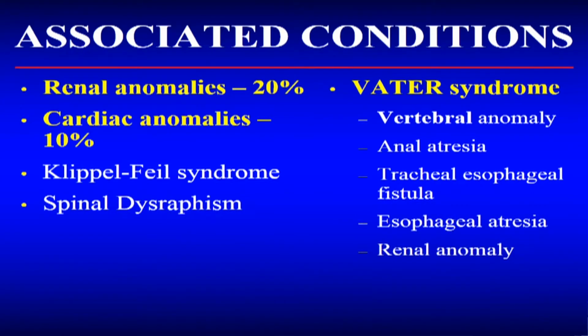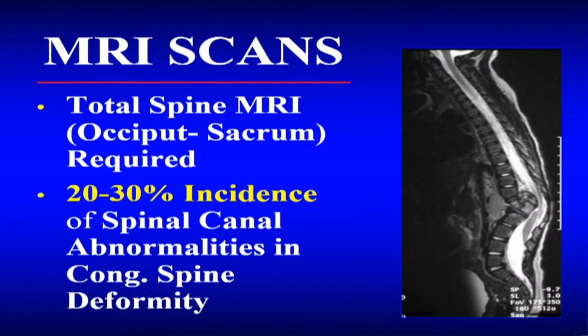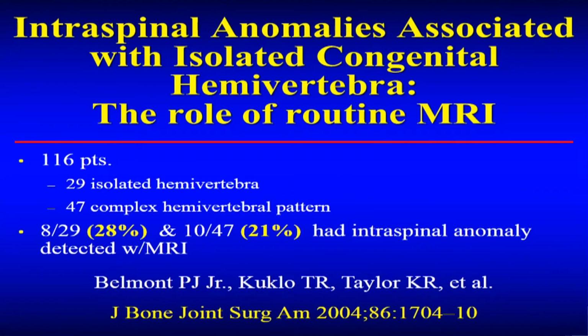We know that congenital deformities are associated with conditions such as renal anomalies and cardiac anomalies that we need to be aware of, and various syndromes such as Klippel-Feil syndrome that we often see. As was mentioned earlier, all these early onset patients, especially those with congenital deformities, deserve an MRI scan prior to any surgical treatment, and often at the time of initial diagnosis. We find probably somewhere between 20 to 30% incidence of spinal canal abnormalities in these deformities.